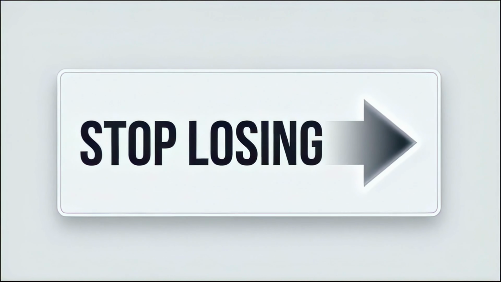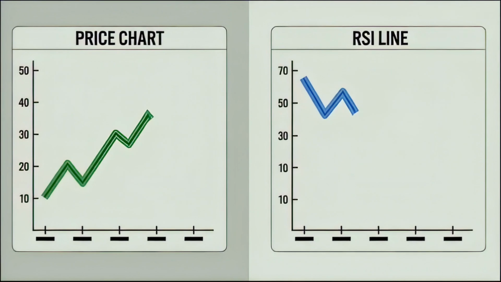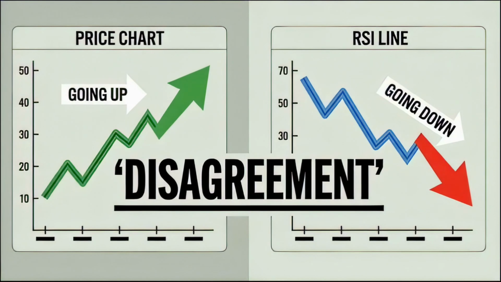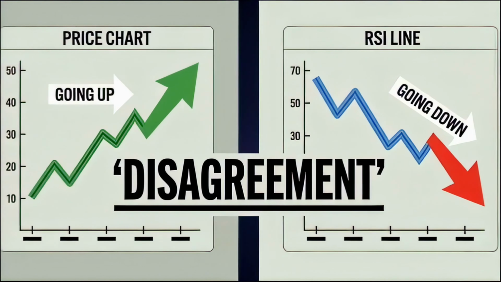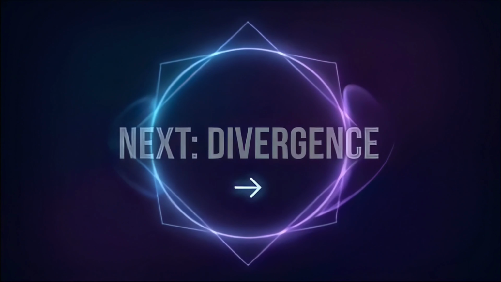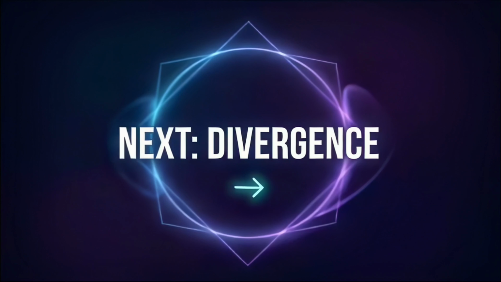And here is where we go next. Settings tell you how the tool behaves. They do not tell you what to do when price and momentum start disagreeing with each other. So the next video is Divergence, the version that genuinely works and the version that quietly drains accounts.